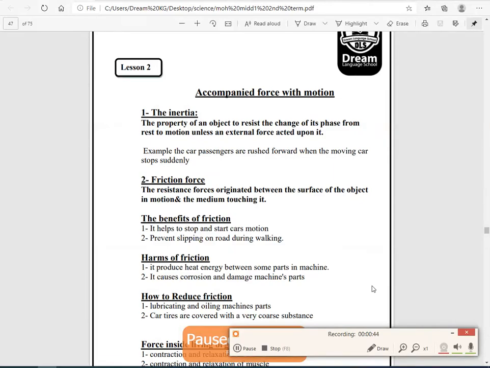The last example: when a football player is running at high speed, then he is tripped by another player, so he will rush forward and fall on the ground. This is due to inertia. So inertia is a property to resist the change of the body's state, from rest or motion. So inertia resists the change in motion and the change in rest.